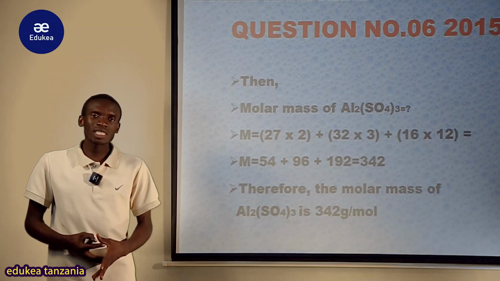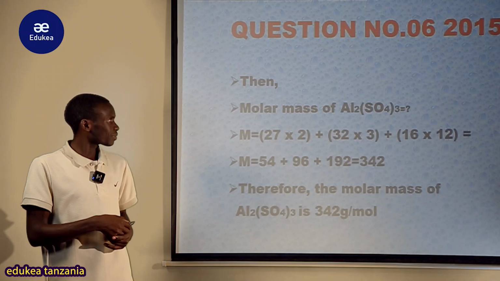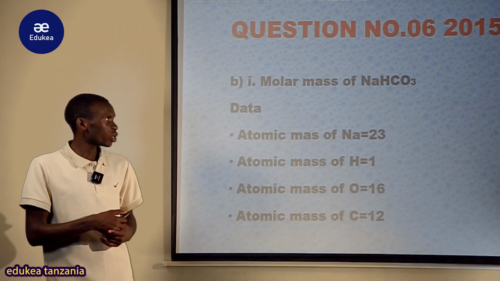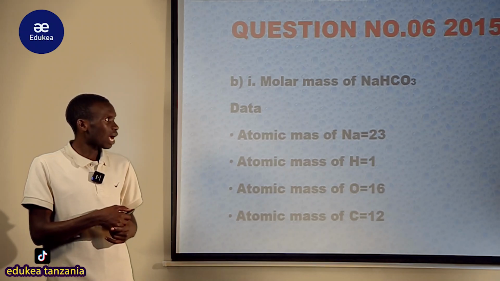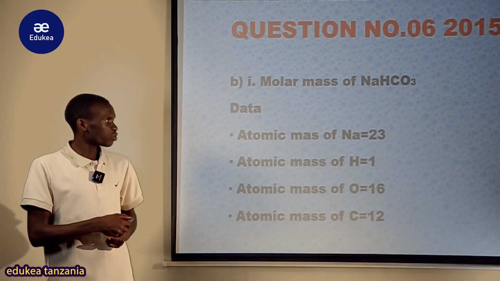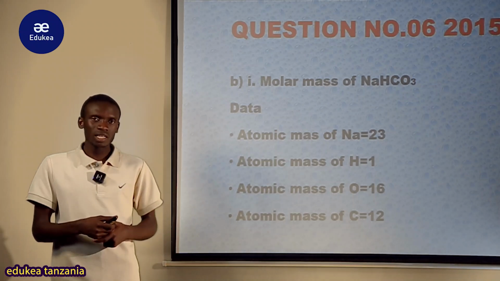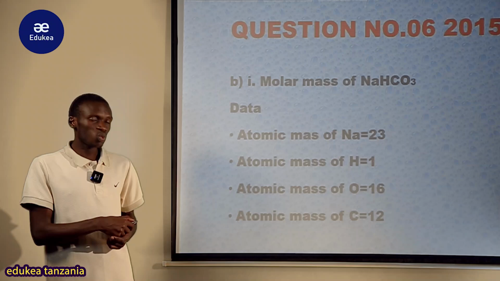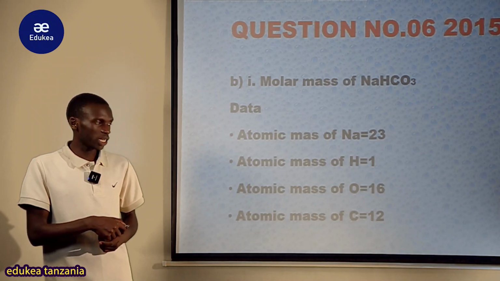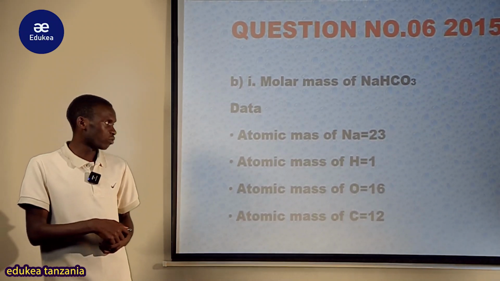342 gram per mole ndio tutakuwa na molar mass ya aluminum sulfate. After then, on sodium bicarbonate or sodium hydrogen carbonate, this is made by 1 sodium, 1 hydrogen element, 1 carbon, and 3 oxygen atoms. And the atomic mass of sodium is 23, since atomic number is 11. And the atomic mass of hydrogen is 1, and the atomic mass of oxygen is 16, and atomic mass of carbon is 12.